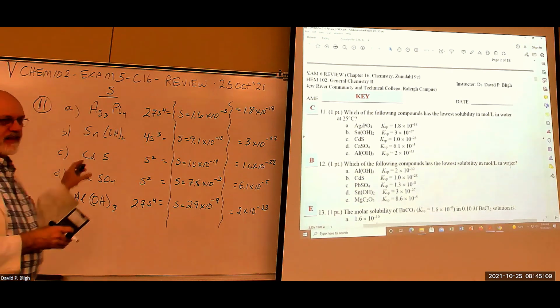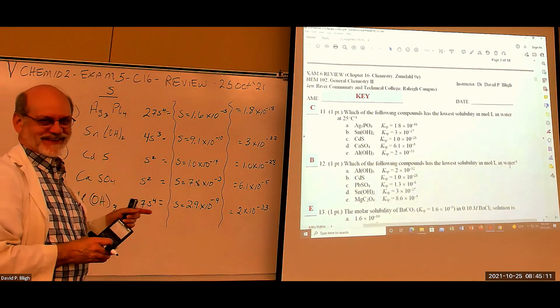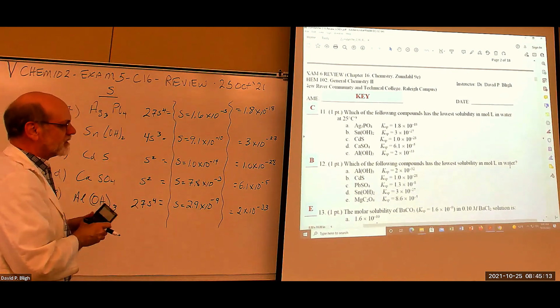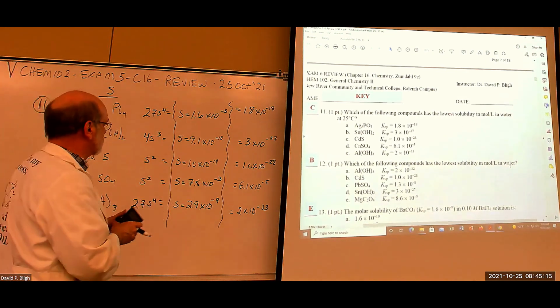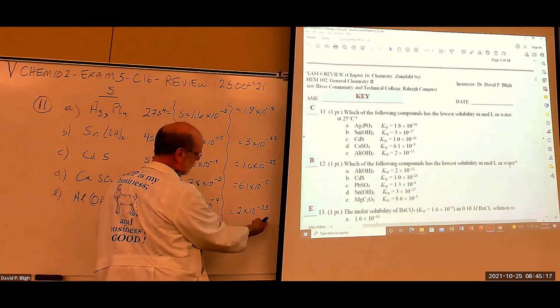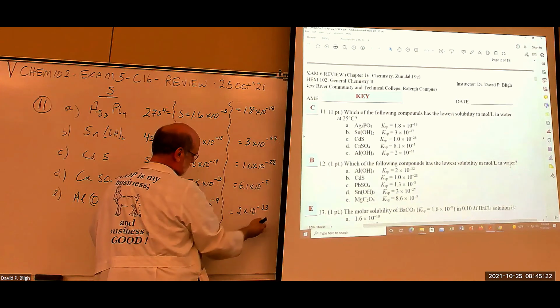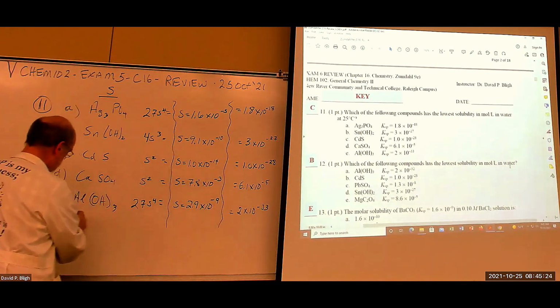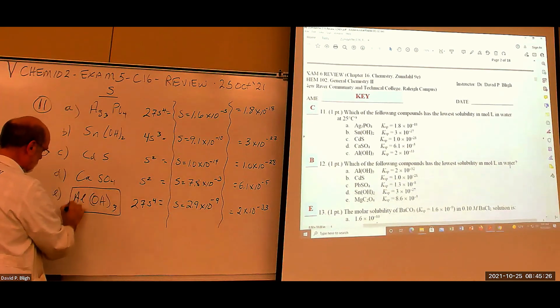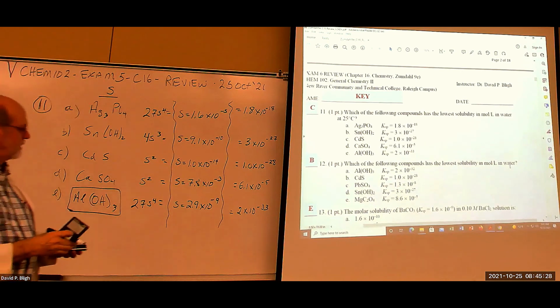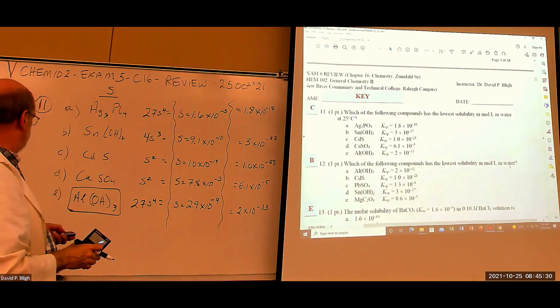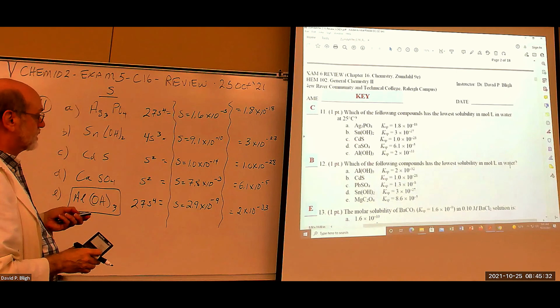Now we have to do all that so we can answer the question: which one has the lowest solubility? So I look at the exponents first. Minus 33, 28. This one right here. Lowest solubility. And it's the wrong answer.